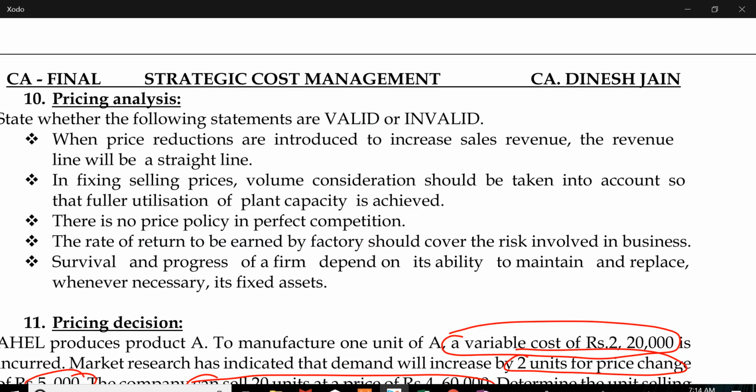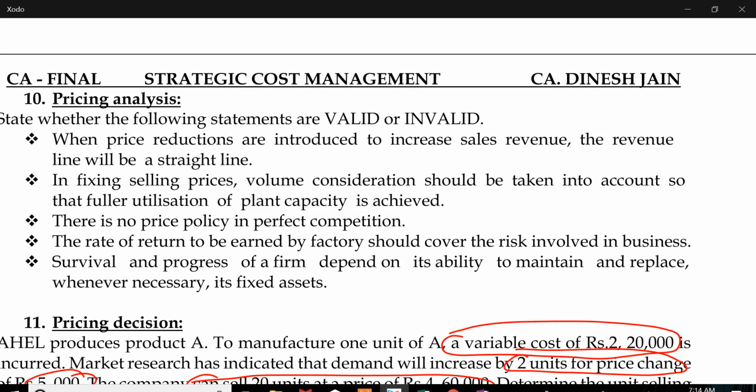Second one. What do you mean by this, and do you think it is valid or invalid? Okay, I'll explain what it is.